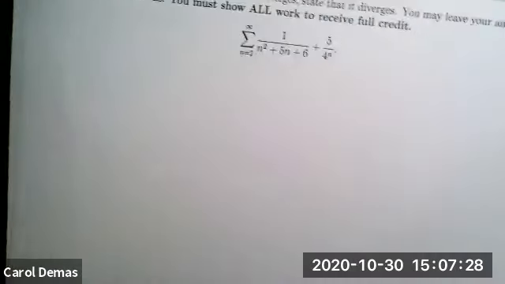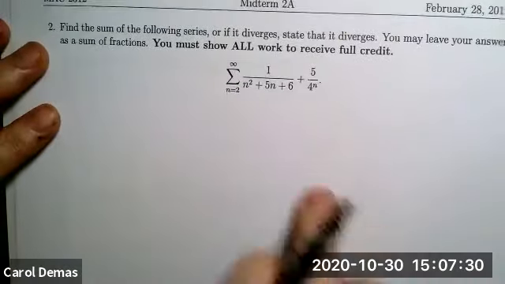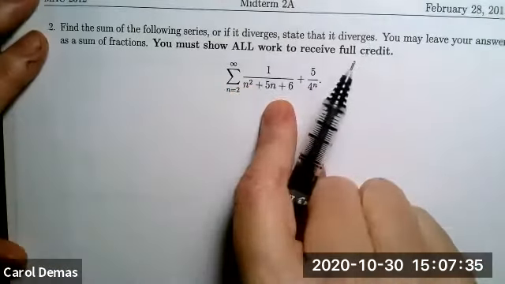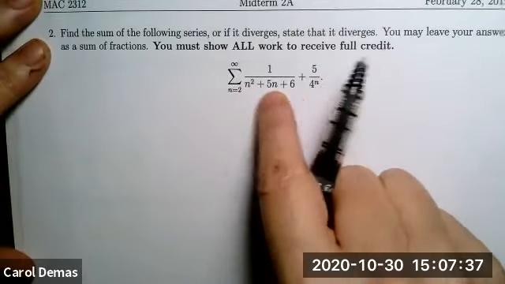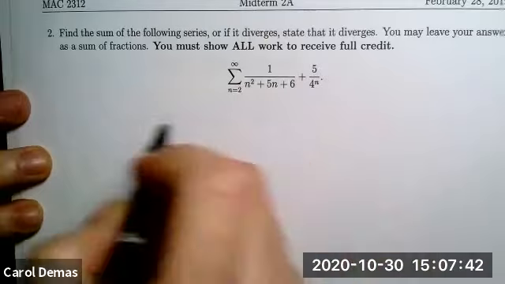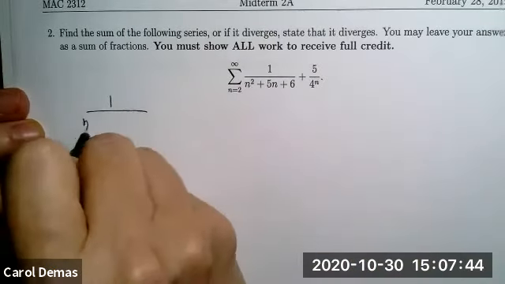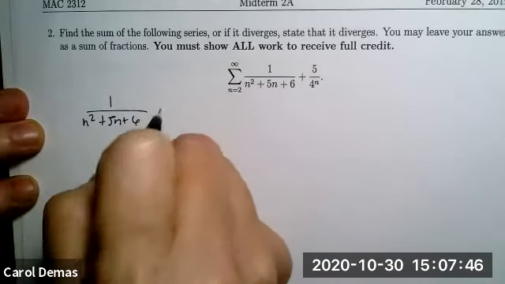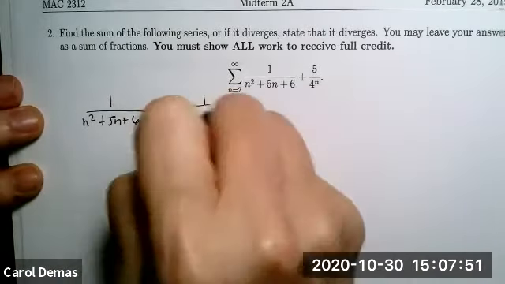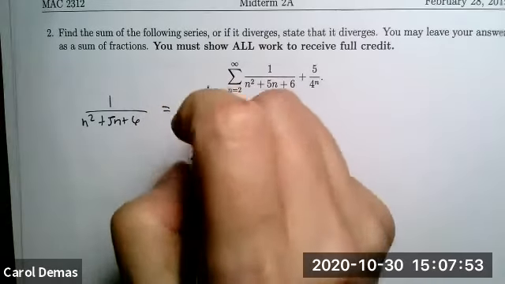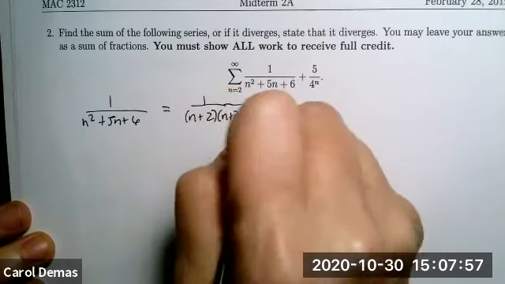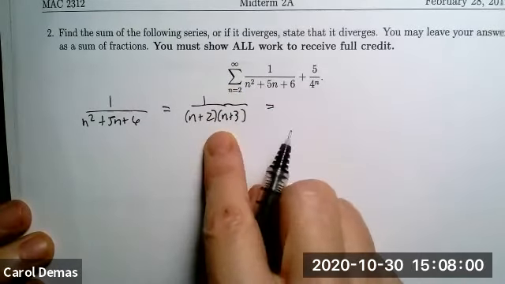The next thing we're going to do is sum these series. So we've got 2 series here. I can rewrite them. Does anybody know how we're going to tackle this first part? Telescoping. We're going to write 1 over n squared plus 5n plus 6. Can we factor that? Yes. 3 and 2. (n plus 3)(n plus 2). And what do I have to do to make that a telescope?